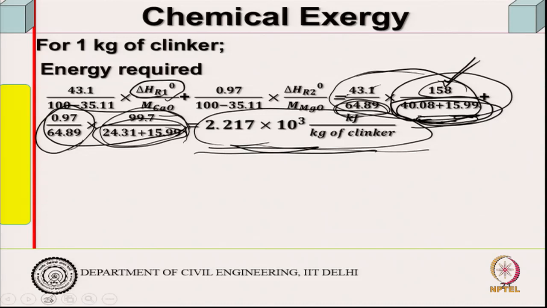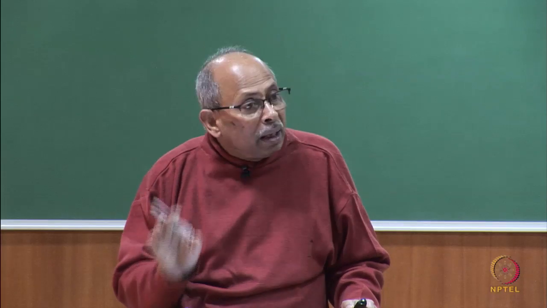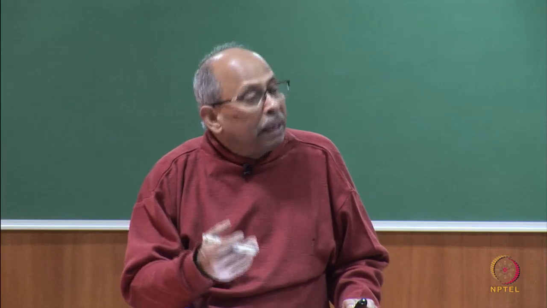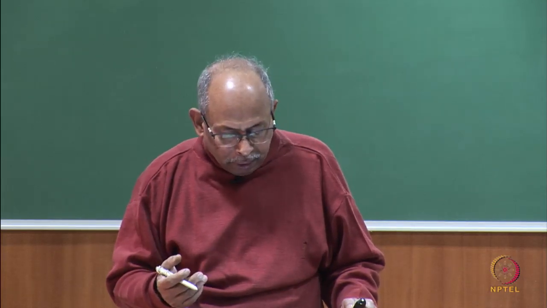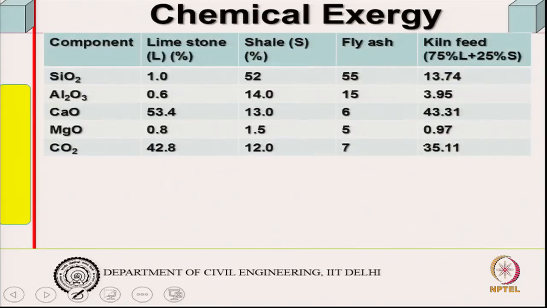So, you can calculate this out. This is the energy required, or rather the enthalpy change required, to produce 1 kg of clinker. So, this is per kg of clinker. One can also do exergetic calculation. I am not really interested in this right now. So, this one can calculate out.